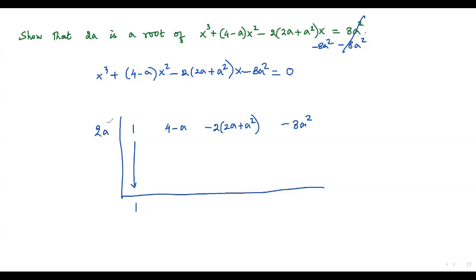Now I have to multiply this 2a by this 1. 1 times 2a is 2a. So now I have to combine them. When I combine 4 − a and 2a, I get 4 + a. I just combined 4 − a and 2a.